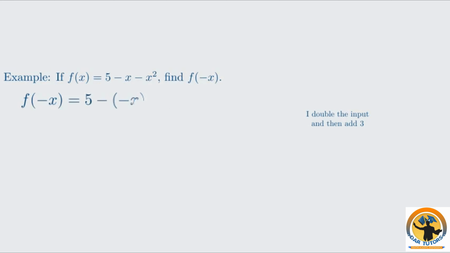We can also substitute expressions, not just numbers. Let's find f of negative x. For the function f of x equals 5 minus x squared, we replace every x with negative x. This gives us 5 minus negative x squared, which simplifies to 5 plus x minus x squared.